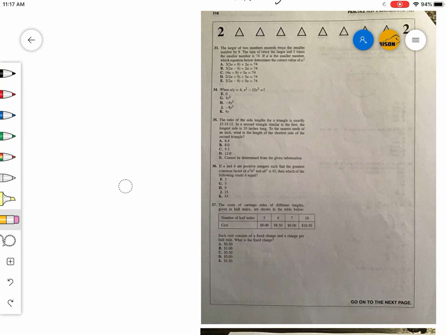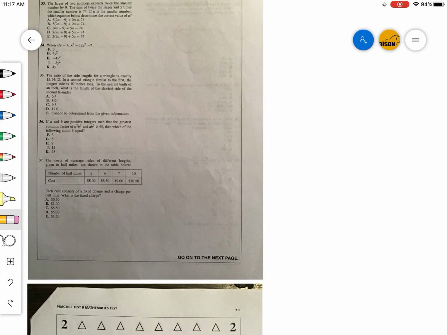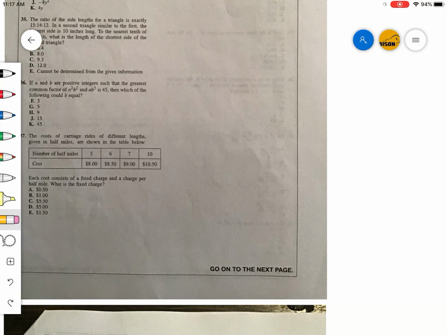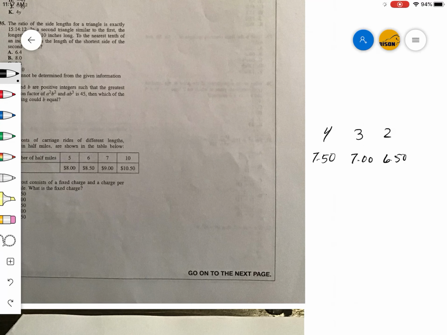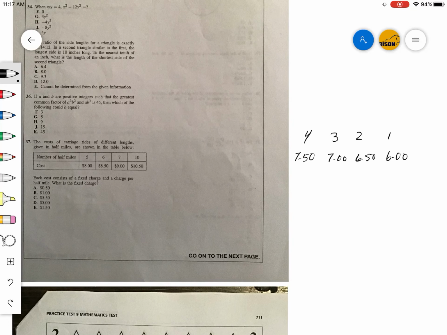Hang on. See, this is what it does. It likes to move around on me. So I'm going to try to write it on the right side this time. So what if we wanted to go for 4 miles? Okay, 4 miles would cost us $7.50. 3 miles would cost us $7. 2 miles would cost us $6.50, or half miles anyway. 1 half mile would be $6, and then 0 half miles.